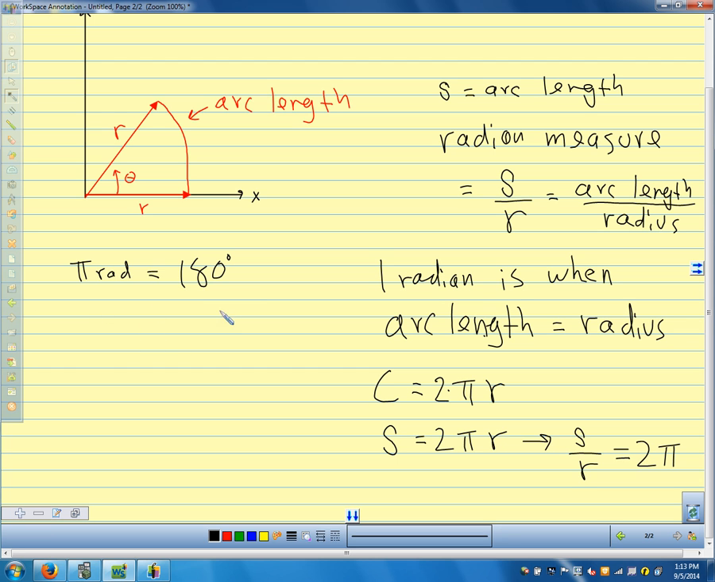How about a quarter of a circle? 90 degrees, or in radians? 1/2 pi or pi over 2. We usually write pi over 2. And I'm writing RAD for radians. Usually we just leave the units off. We don't even write RAD. 90 degrees. How about 3/4 of a circle? 270 degrees. And in radians?